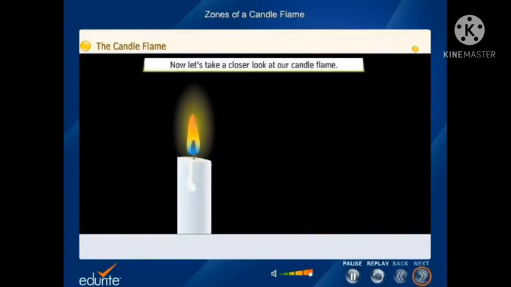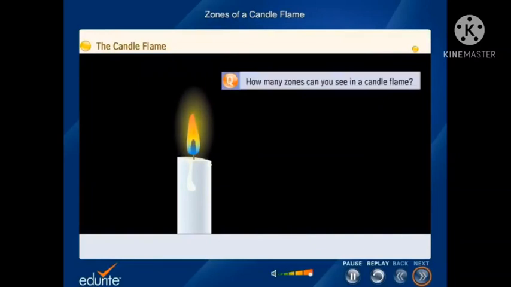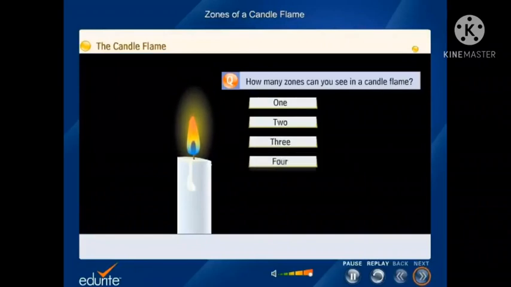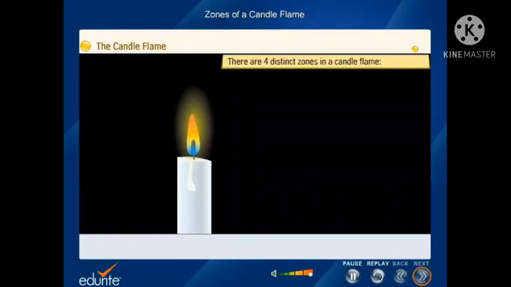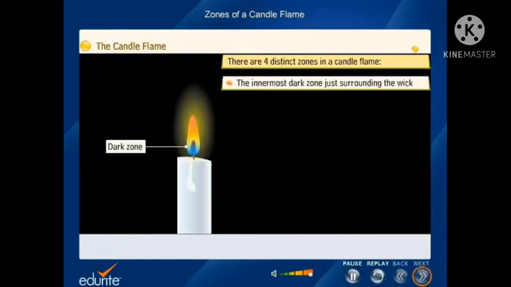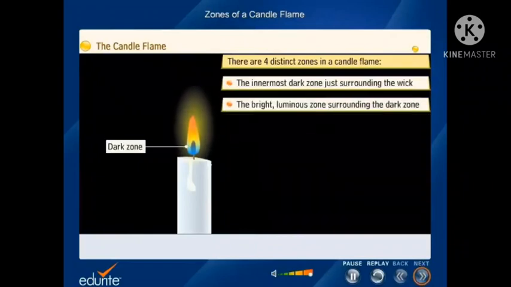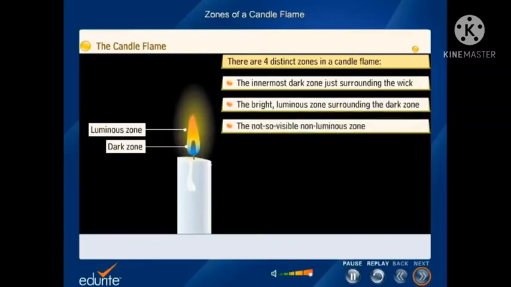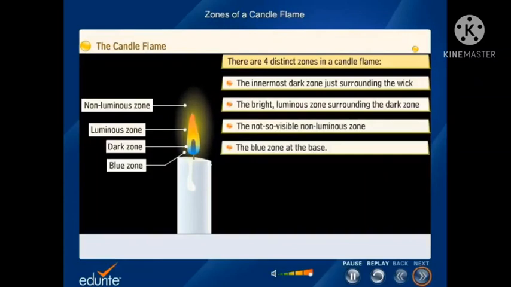Several zones can be observed. How many zones can you see in a candle flame? 1, 2, 3, 4, or 5? A flame can be described to be hollow. There are 4 distinct zones in a candle flame. The innermost dark zone just surrounding the wick, the bright luminous zone surrounding the dark zone, the not so visible non-luminous zone, and the blue zone at the base.